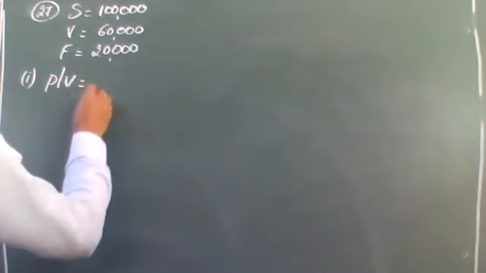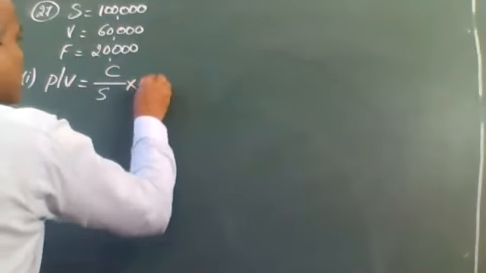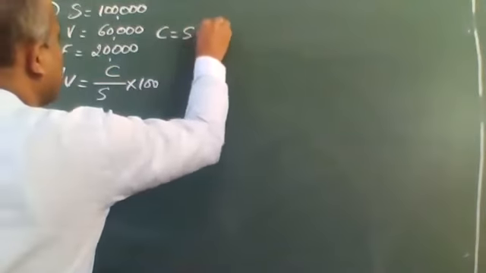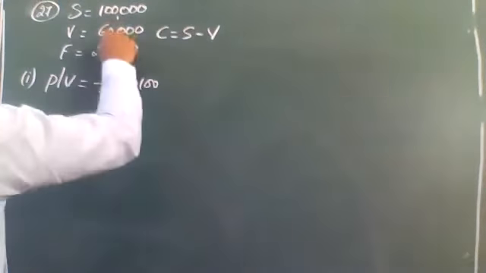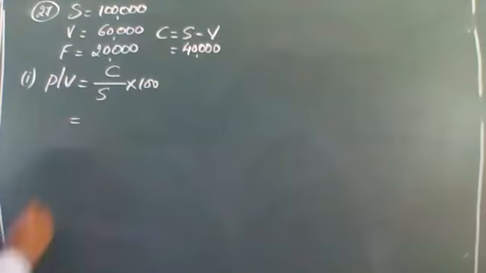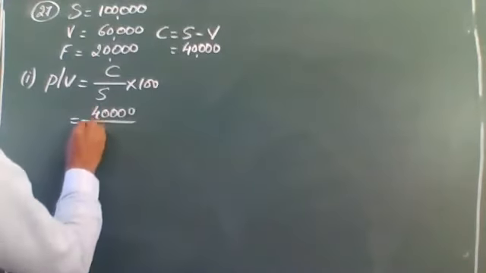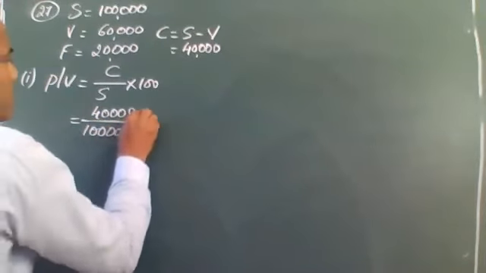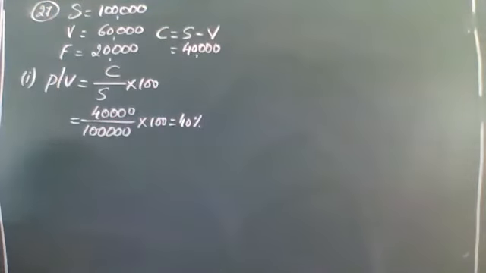PV ratio is equal to contribution by sales into 100. What is contribution? S minus V. Sales is 1 lakh, variable cost is 60. 1 lakh minus 60, that is 40,000. So come back. My contribution is 40,000. My sales is 1 lakh into 100 is 40%. What is this? PV ratio is 40%. That's my first question. First part of the first question.